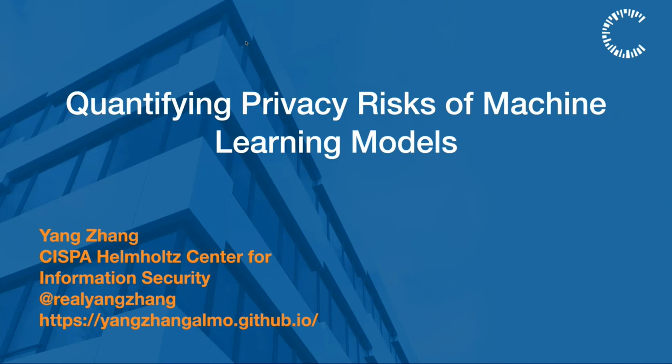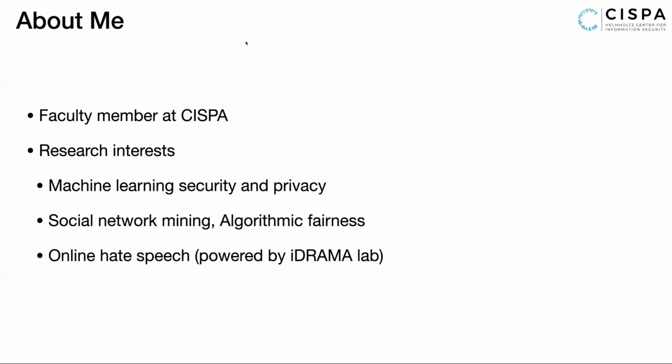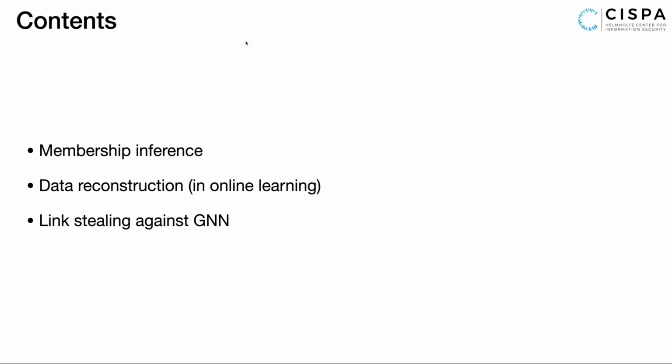My talk today is titled Quantitative Risk Model. As Yufei mentioned, my name is Zhang, and I'm a faculty member at the Helmholtz Center. My general research interests include machine learning security and privacy, which is my main research interest. I occasionally work on social network mining as well as algorithmic fairness. Recently, I also started to work on online hate speech understanding and quantification. This is a collaboration with Agile Lab.